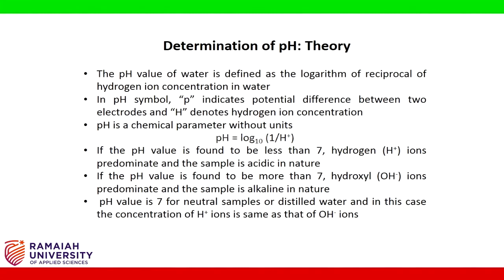pH is a chemical parameter without units. pH is equal to log to the base 10 of 1 by H plus. If the pH value is found to be less than 7, hydrogen ions predominate and the sample is acidic in nature. If the pH value is found to be more than 7, hydroxyl ions predominate and the sample is alkaline in nature. pH value is 7 for neutral samples or distilled water, and in this case the concentration of hydrogen ions is same as that of hydroxyl ions.